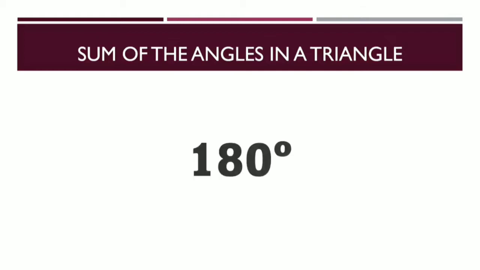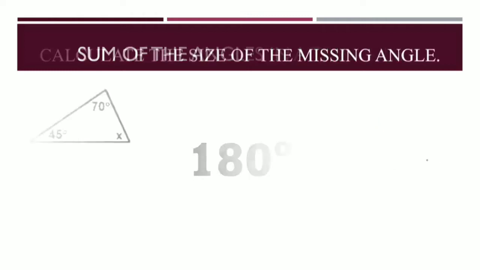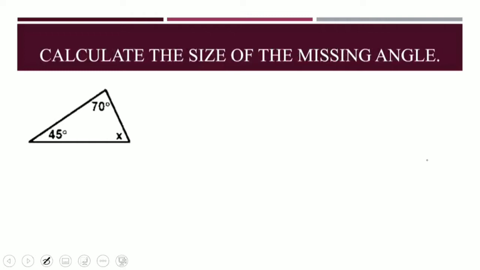All right, so the sum of angles in a triangle is 180 degrees. What exactly do we mean? Let's be clear. If I know the size of this angle, or second angle and third angle, and I add them all up, my answer should be 180 degrees. All right, so let's get straight to it.